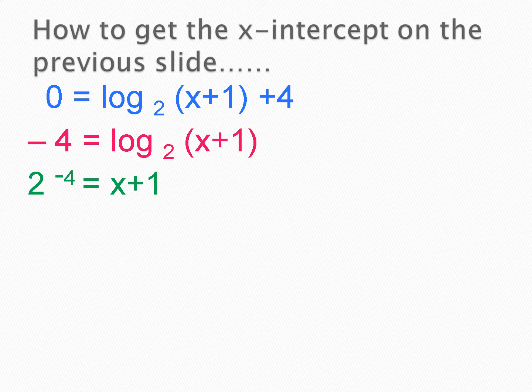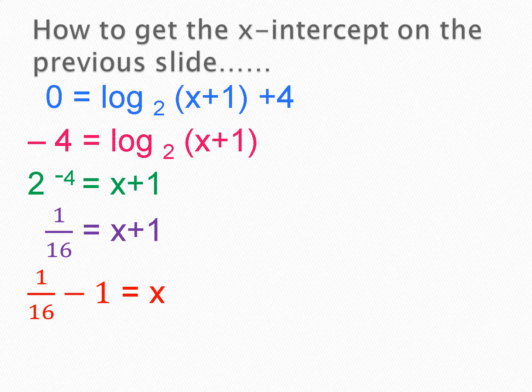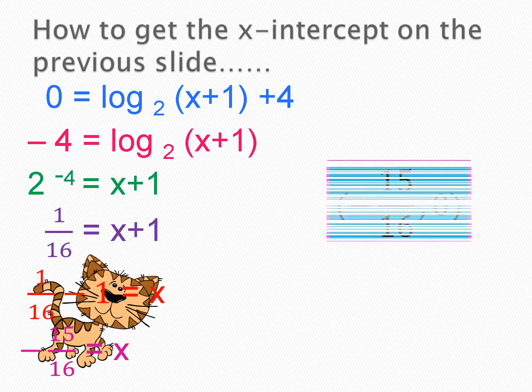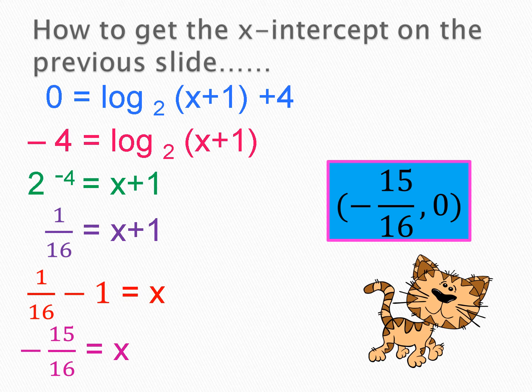So 2 to the -4 is 1/16, because remember that's 1 over 2 to the 4th, and 2 to the 4th is 16. So that becomes 1 over 16. Now I subtract 1. So 1/16 minus 1. Now remember, 1 is technically 16 over 16. So 1/16 minus 16/16 is -15 over 16. Now remember, we can't leave it like that. You've got to write it as a coordinate point. So you're going to write that as -15 over 16, comma 0.